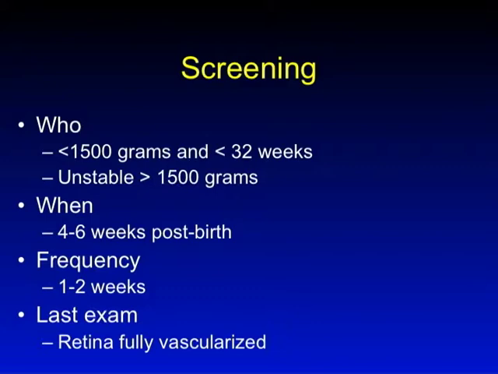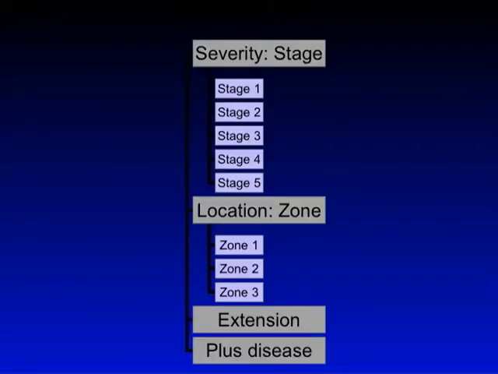So these are the kids. It usually happens 4 to 6 weeks after birth, so that's when you should start doing a screening. The frequency of the screening is based on what you see, but probably every week. And if you see something that is aggressive, it should probably be every other day. And we divide retinopathy of prematurity into stage, zone, and extension. And the last thing is plus disease.